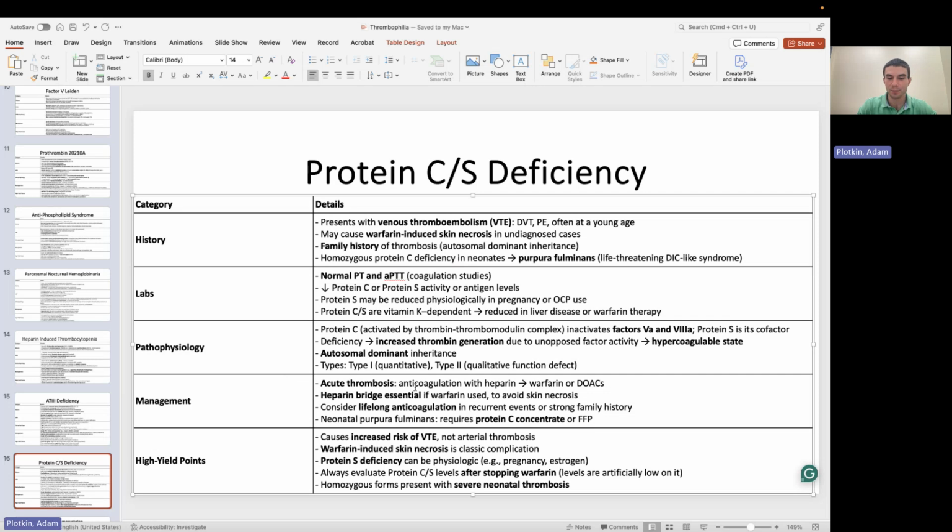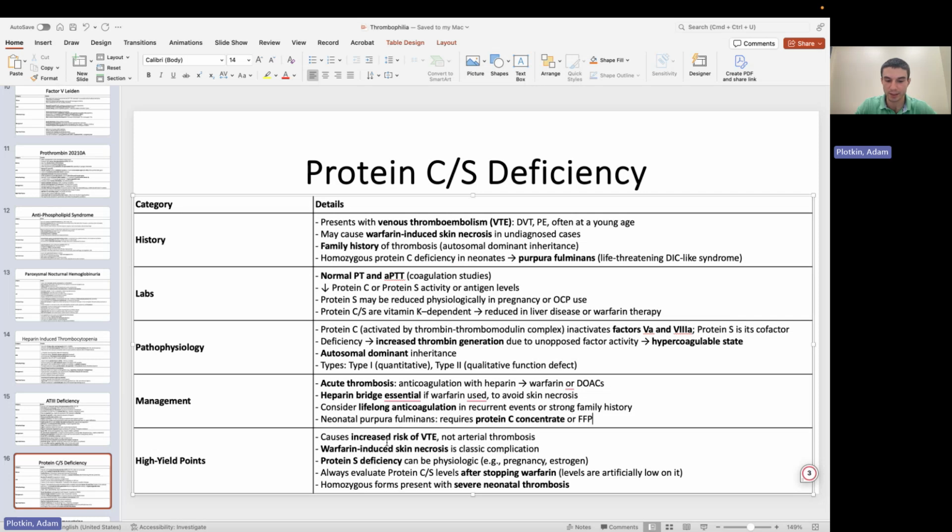Management, right? Same idea. Anticoagulation. A heparin bridge is essential if warfarin is used because we don't want that warfarin-induced skin necrosis that we've talked about. We consider lifelong anticoagulation. And for the neonates with the purpura fulminans, they'll require protein C concentrate or fresh frozen plasma.